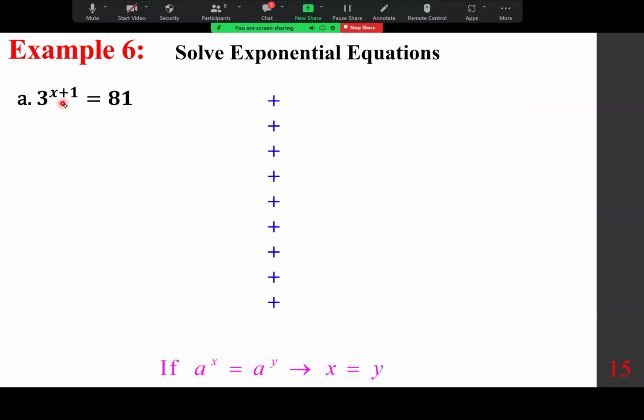3 to the power of x plus 1 is 81. 81, we should know, is 3 to the power of 4. So x plus 1 must be 4 because they have the same base. They must have the same exponents. And x becomes 3 because you're going to subtract 1.